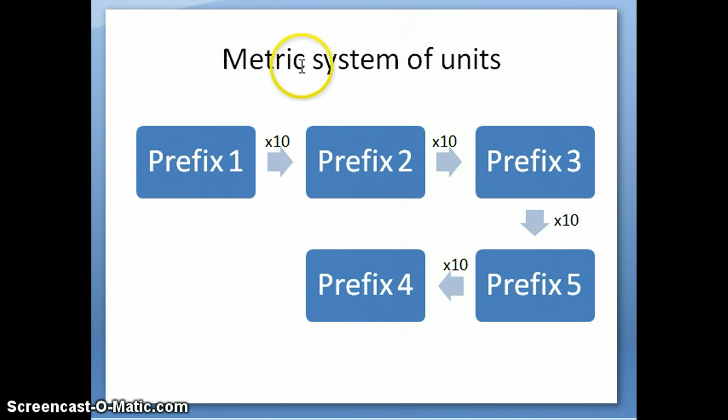And this is what the metric system provides us. In the metric system, there's a standard unit, and then there are prefixes that are attached to the unit. The relationship between one prefix to the next prefix is always a factor of 10. So in other words, you can go from prefix 1 to prefix 2 by multiplying by a factor of 10. You can go from prefix 2 to prefix 3 by multiplying by another factor of 10, which means that you can go from prefix 1 to prefix 3 by multiplying by a factor of 10 times 10, which is 100, or 10 to the power of 2.